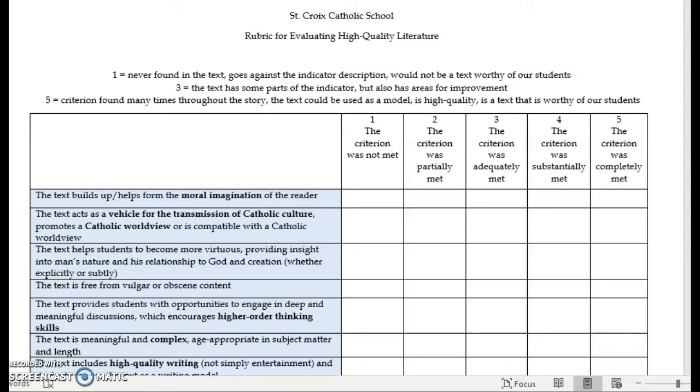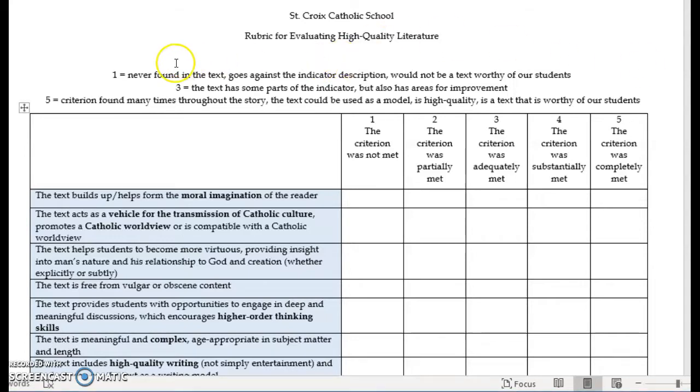Hi, St. Croix. So happy to walk through this rubric for evaluating high quality literature with you. So this is the rubric itself, and then I'll also talk through some examples and definitions of terms and go through a little example of how you can select which level for a text. We'll be looking at a little excerpt from Charlotte's Web.